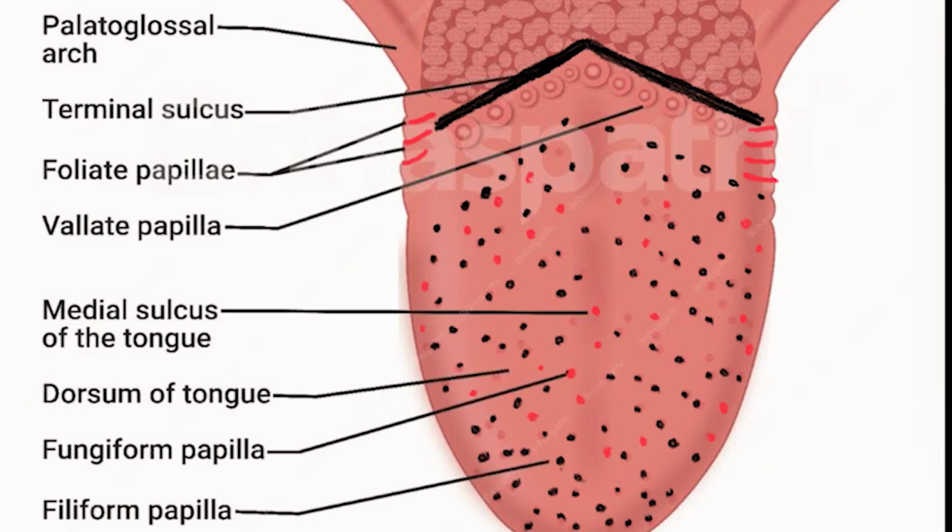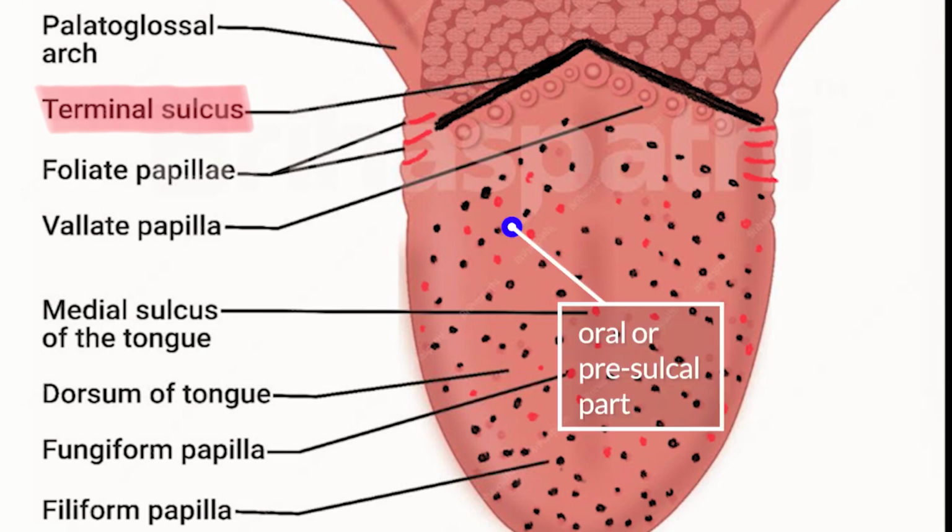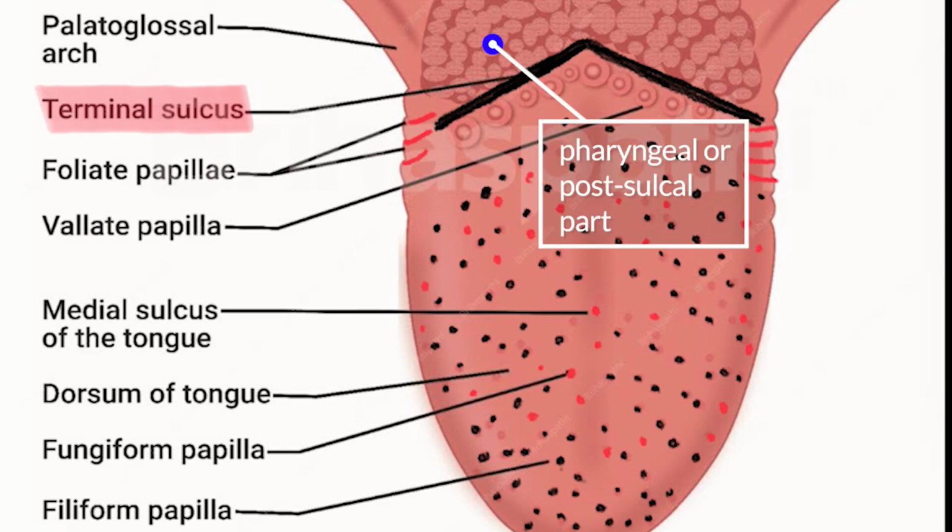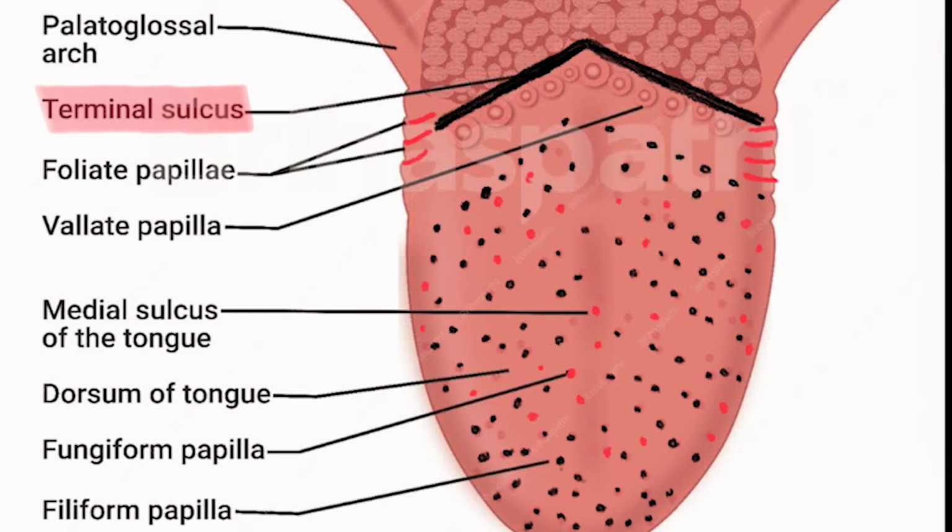A V-shaped groove called sulcus terminalis divides the tongue into two parts, an anterior oral or presulcal part and a posterior pharyngeal or postsulcal part. The presulcal part has lingual papillae, whereas the postsulcal part has lingual tonsils. The ventral surface of the tongue is smooth. With this background, let's learn the histology of the tongue now.